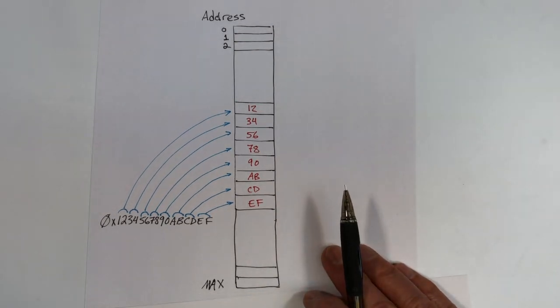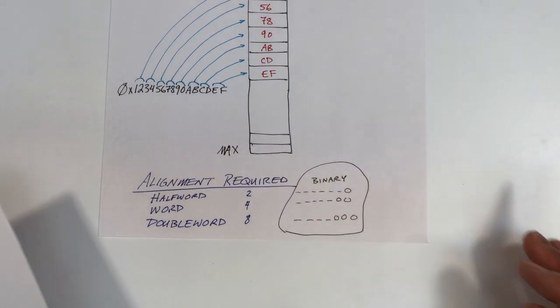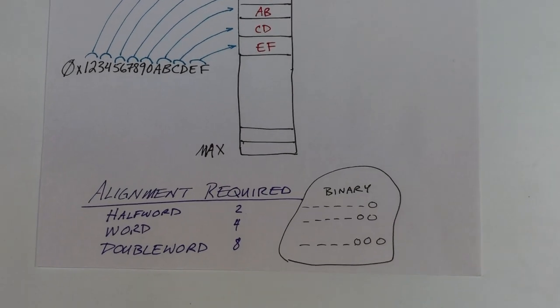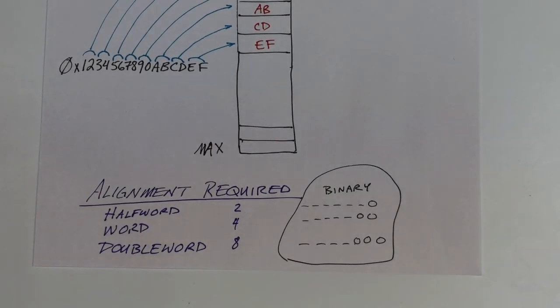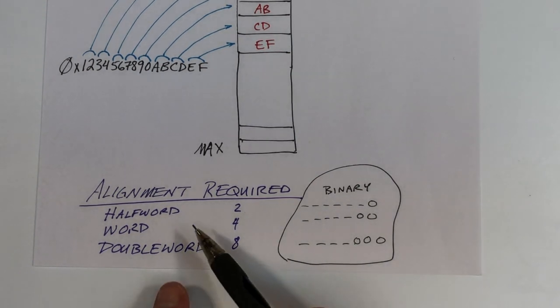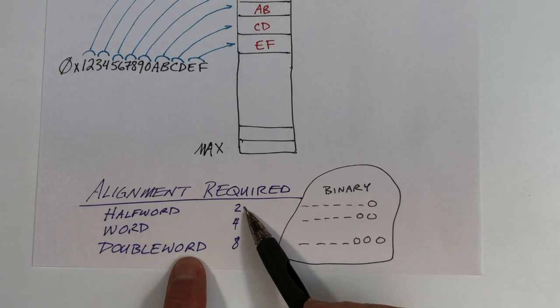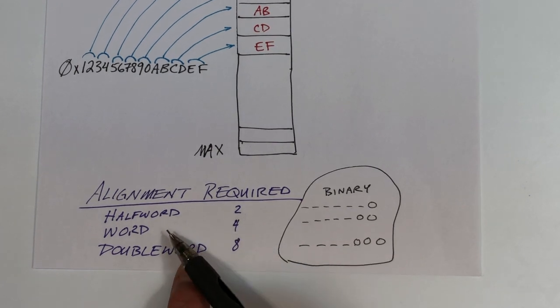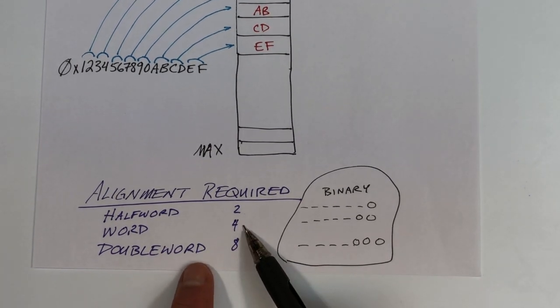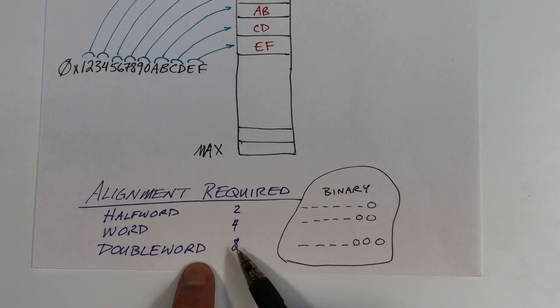And the address of this double word in memory would be the address of the first byte of the 8 bytes. In Blitz, we have an alignment requirement. A byte-sized data can go at any address. There is no requirement for byte-sized data. But for half words, which are 2 bytes long, the address must be divisible by 2. In other words, it must be an even address. For words, which are 4 bytes long, the address must be divisible by 4. And for double words, the address must be evenly divisible by 8.